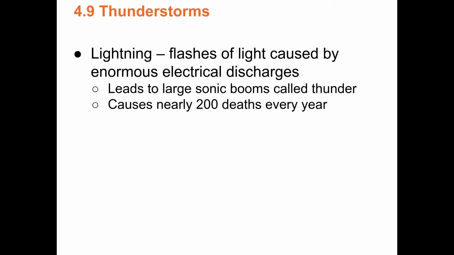You get lightning, flashes of light caused by electrical discharges. The lightning causes a sonic boom called thunder, and if you see the flash and you start counting, every second it's 1,000 feet. So the difference between the speed of light and the speed of sound means that if you see the flash and you start counting, so flash, 1,000, 2,000, 3,000, 4,000, 5,000, boom, you're 5,000 feet or about a mile away from where the lightning was. So every second that you count, it's about 1,000 feet.